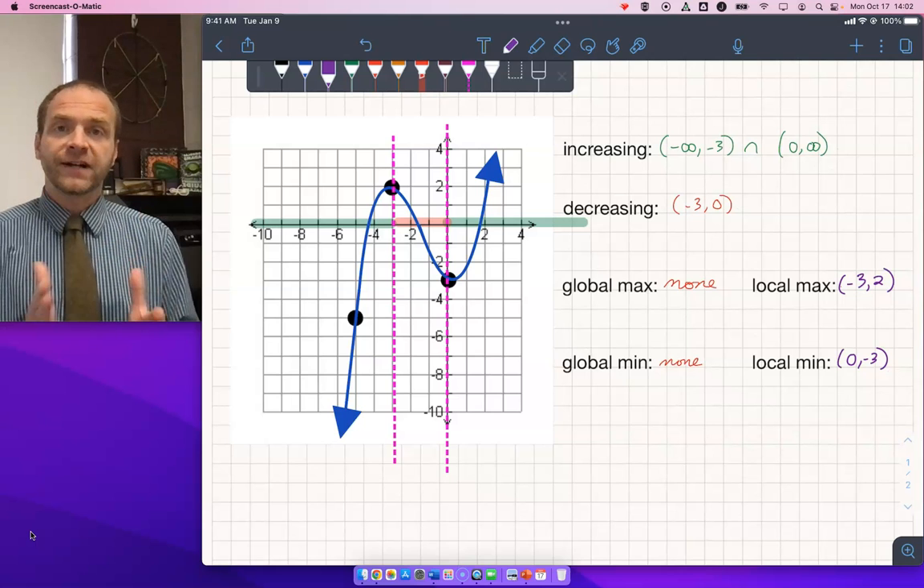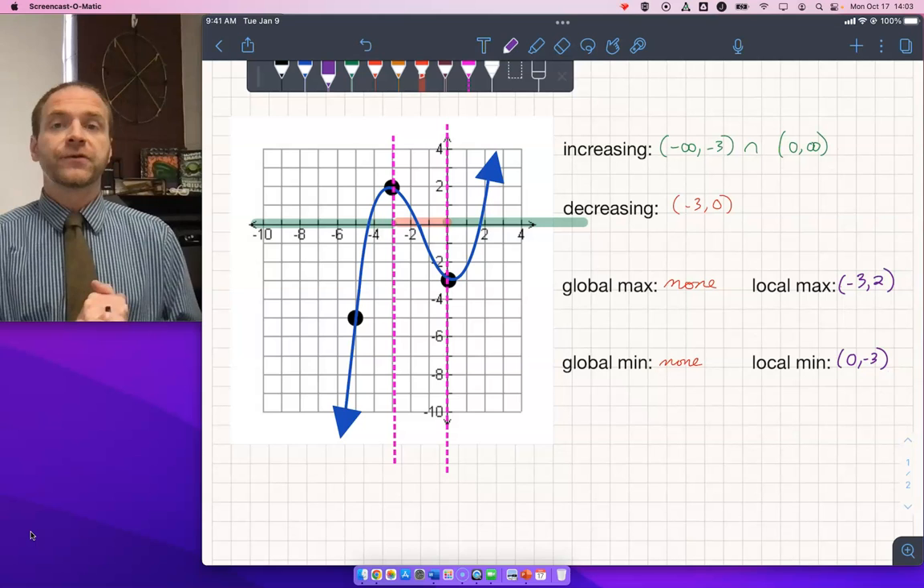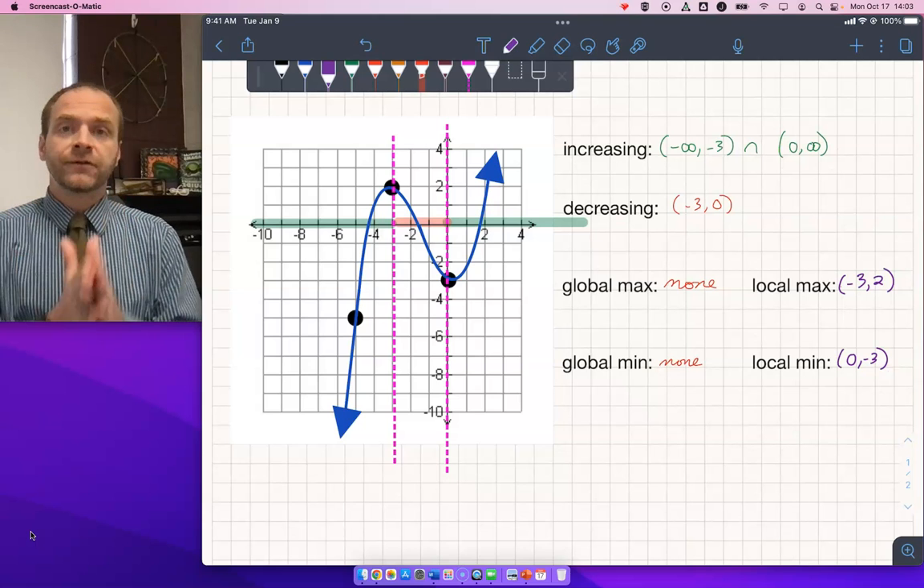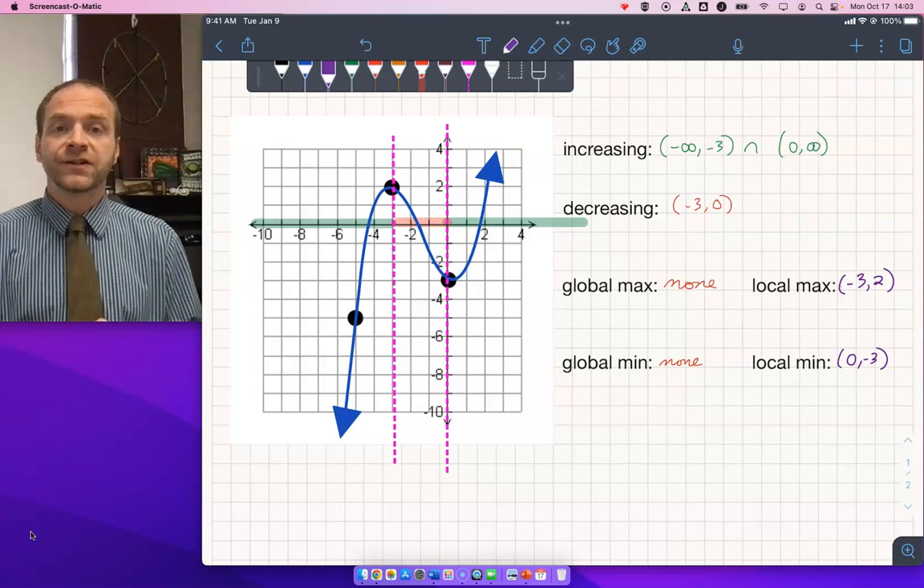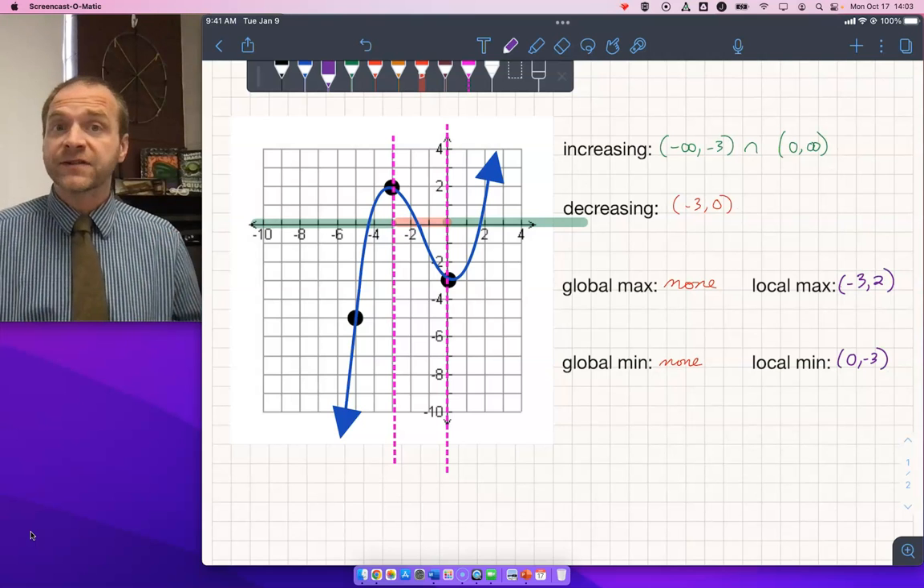Notice I have the vertical dashed lines to show you that they go through the maxes and mins, which separates the increasing and the decreasing. Again, I think that might help some of you with understanding how to use the notation. The arrows are pointing in opposite directions, by the way.